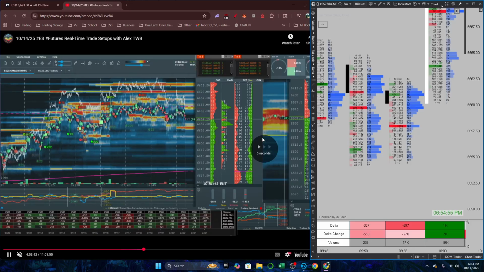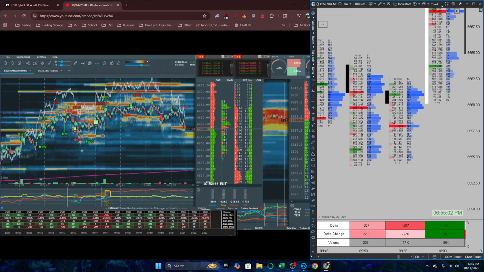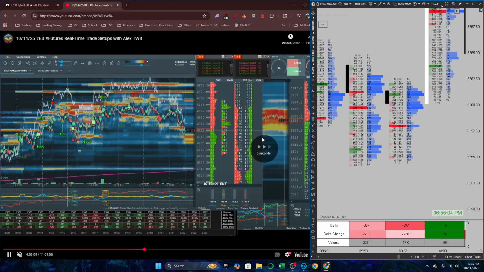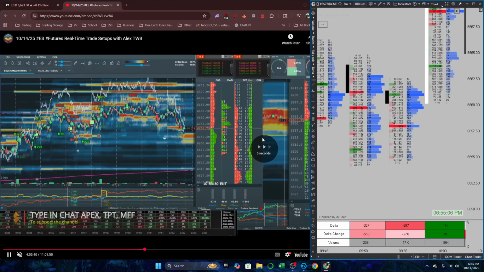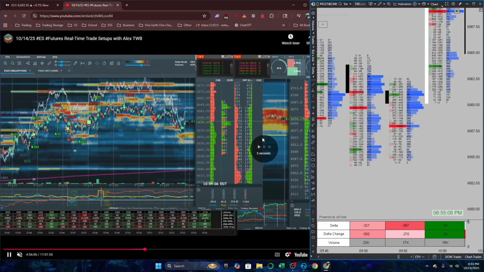A level around 6656. And that seems to be the low for that retracement. We do happen to go below it. I don't really see any seller absorption there, so I would not necessarily enter into anything.